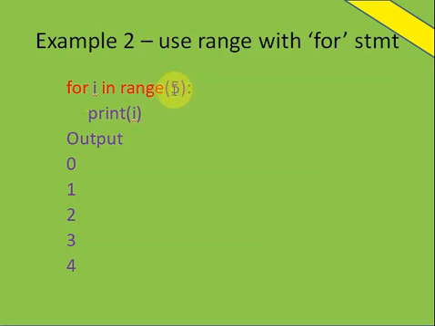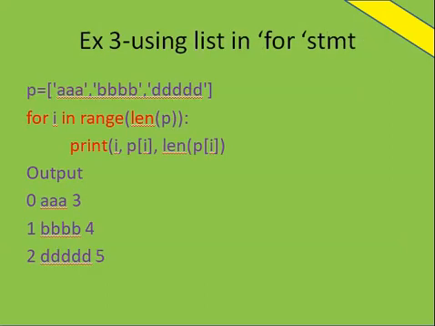If you give range of 10, it will print values from 0 to 9. So after range you have to give the upper limit and the output will go from 0 to upper limit minus 1. Next example, using a list in the for statement.